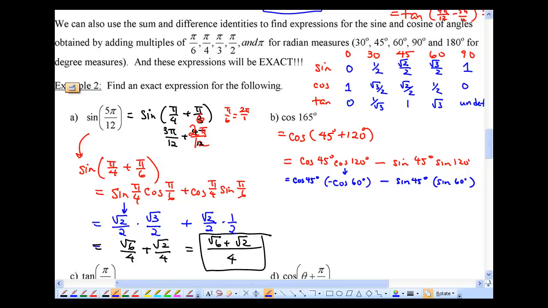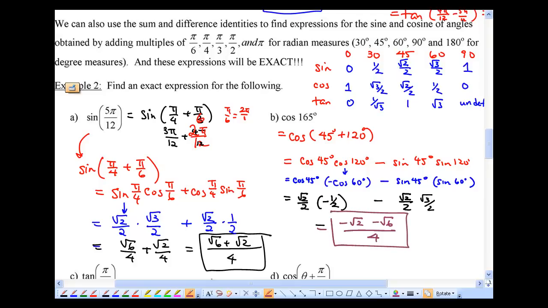And so now once you've done that, you can go to your special angle table and find the numbers. Cosine of 45 degrees, root 2 over 2. Cosine of 60 is 1/2, but this is negative, so I'll put down negative 1/2. Minus sine of 45, which is just root 2 over 2. And sine of 60, which is root 3 over 2. If we simplify this, we get negative root 2 minus root 6 all over 4. That's cosine 165.